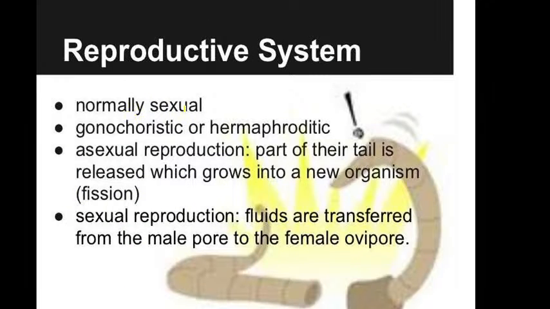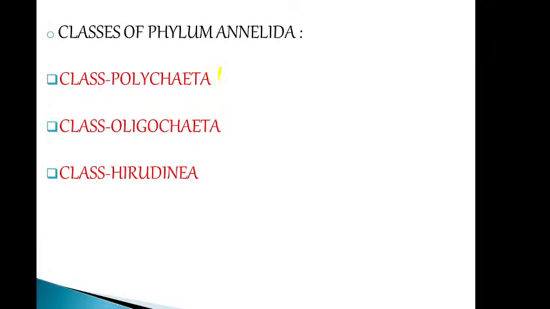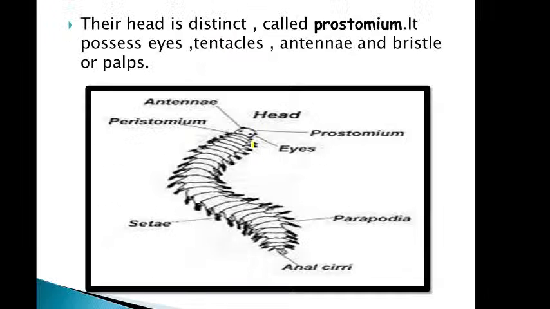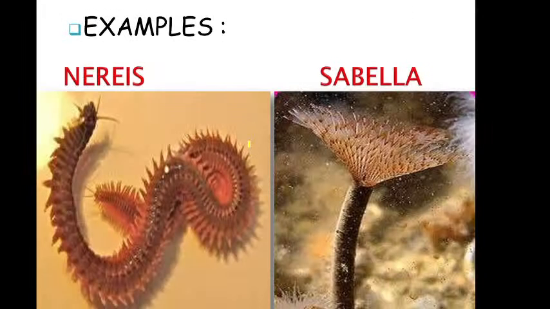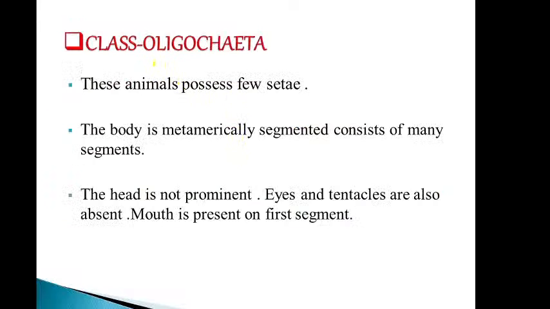They are hermaphroditic, and they have asexual as well as sexual reproduction taking place between them. There are three classes of phylum Annelida: Polychaete, Oligochaete, and Hirudinea. What happens in the class Oligochaete? We have to study the class Oligochaete, in which we study the forms.